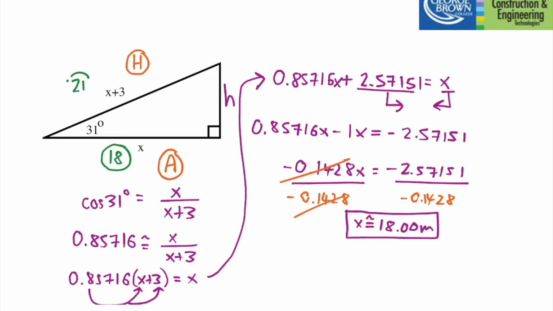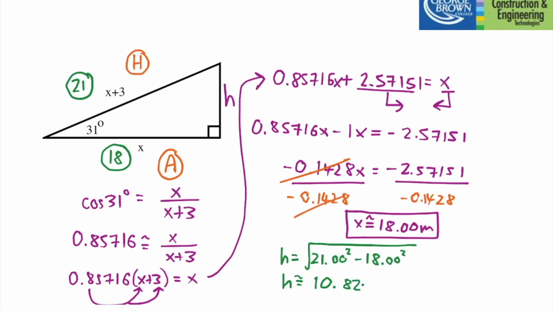That's x plus 3, so that's 21. So we can just find h using the Pythagorean theorem or with tan. So I'll use the Pythagorean theorem. So that's going to be 21 squared minus 18 squared, and square root. I think in my personal solutions I actually did it with the tan function. So I got 10.82 when I did that. And that's in meters. So that's the height, or the length of the vertical side of the triangle.